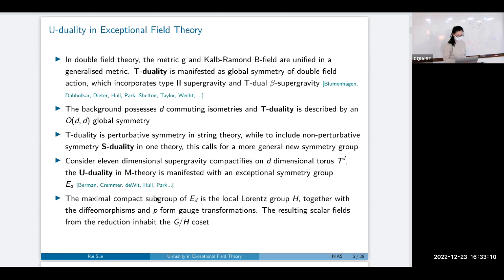Many experts worked on this. The exceptional symmetry group in the exceptional field theory is represented by E_D. If we consider this coset from the exceptional group and its maximal subgroup, the coset will give the parameterized scalar fields that we get from this reduction in the external dimensions.